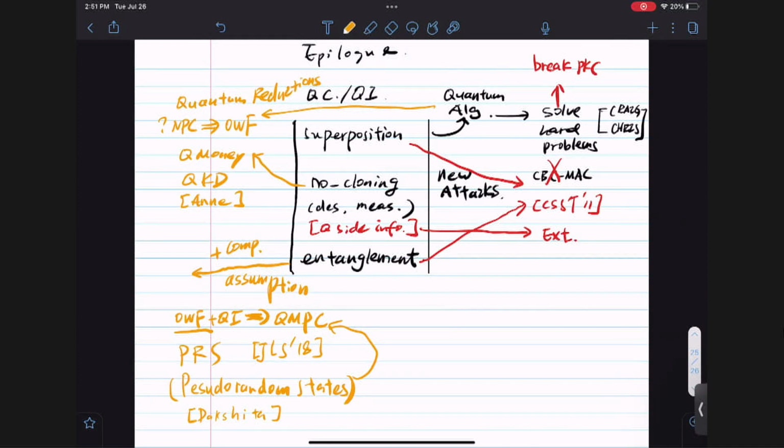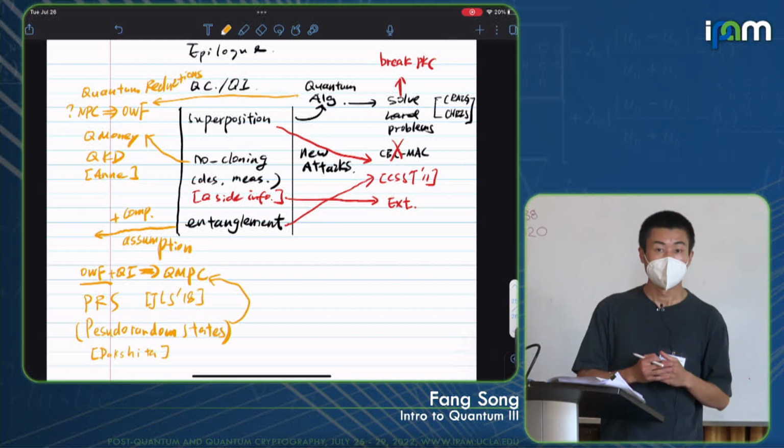Okay, so this is the kind of picture I want to show you in the end, which also alludes to the future lectures and something for everybody to think about. What are the possibilities and maybe interesting open questions there. And with that said, I'll stop here, and I'm happy to take any questions.